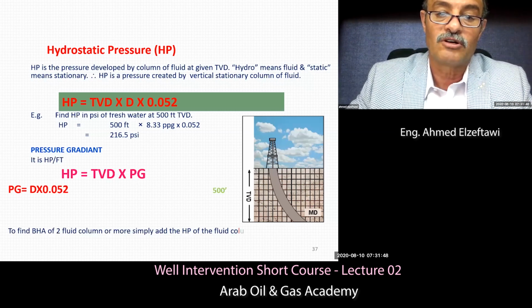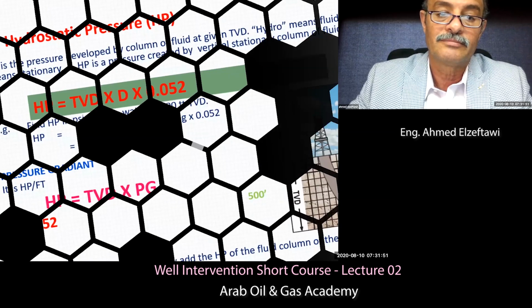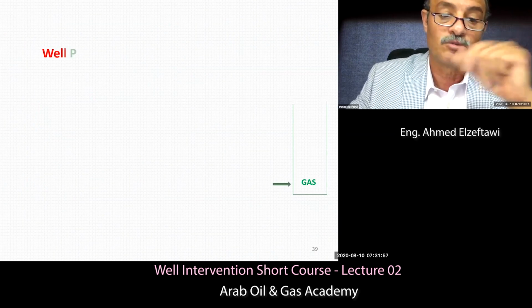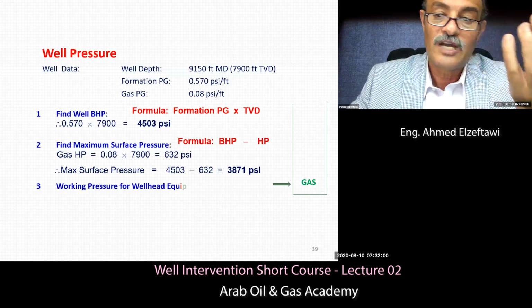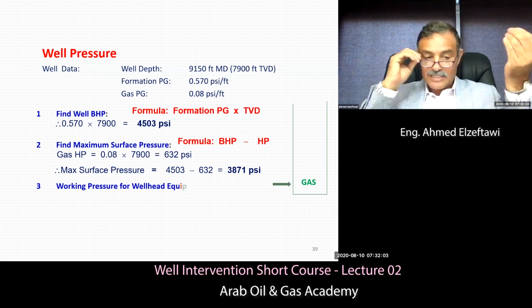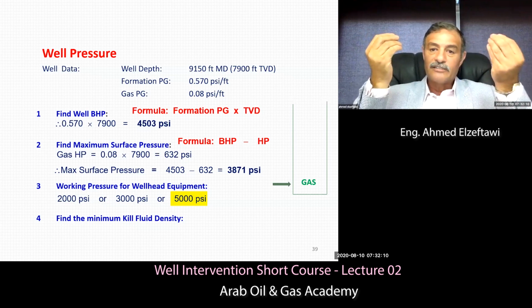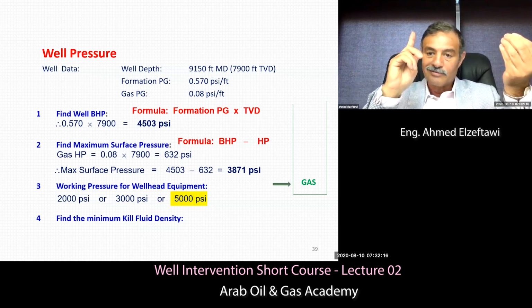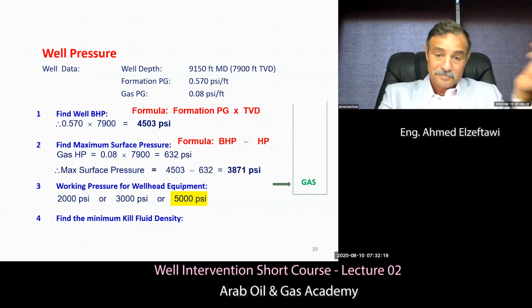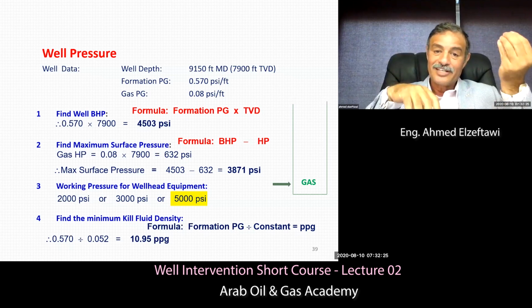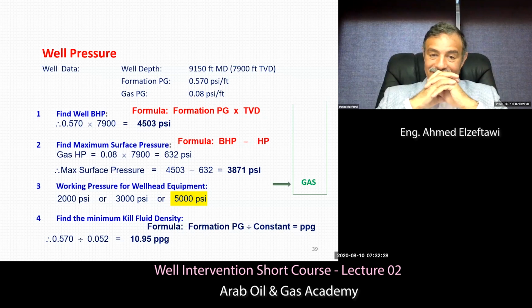If we try to use this to solve our problem, to find the density that kills this well, we have the formula: pressure gradient equals density times constant. Density is the unknown, and the pressure gradient is for the well we need to kill. One equation and one unknown. So simply, the density is the pressure gradient divided by the constant. It will be 10.95 ppg.